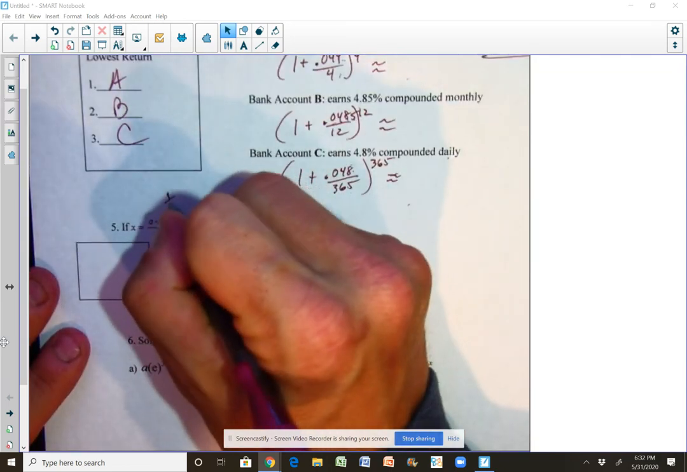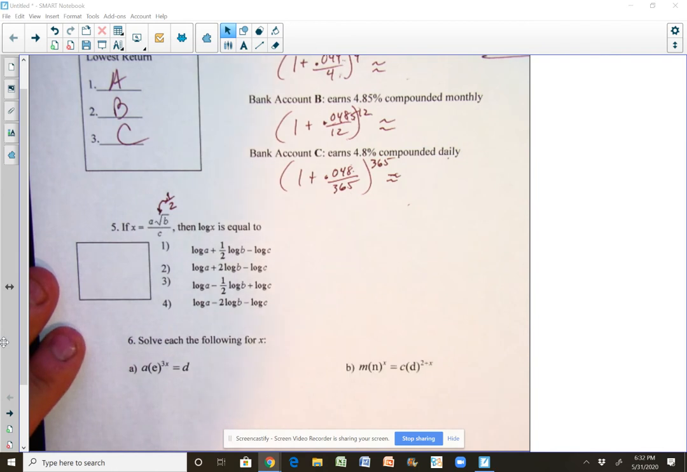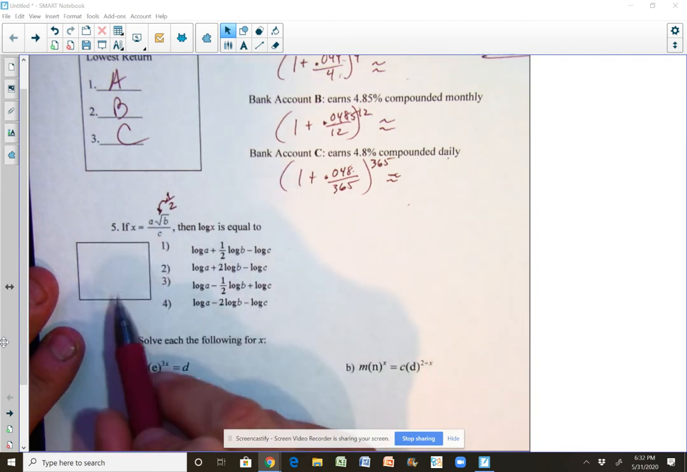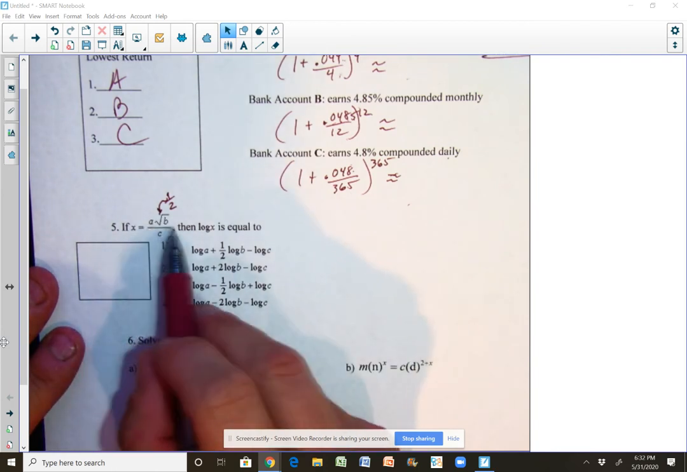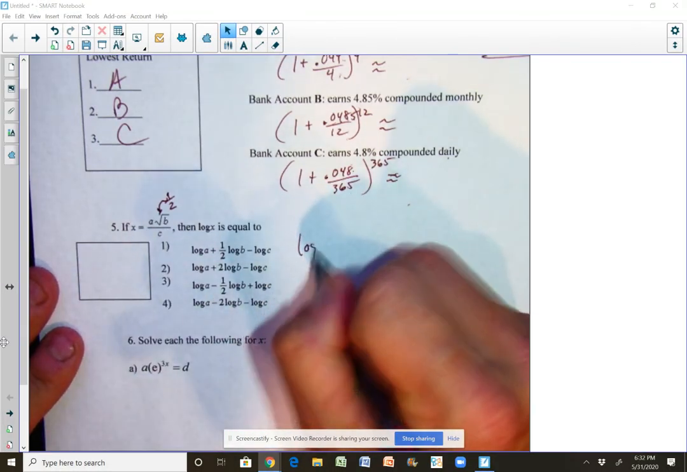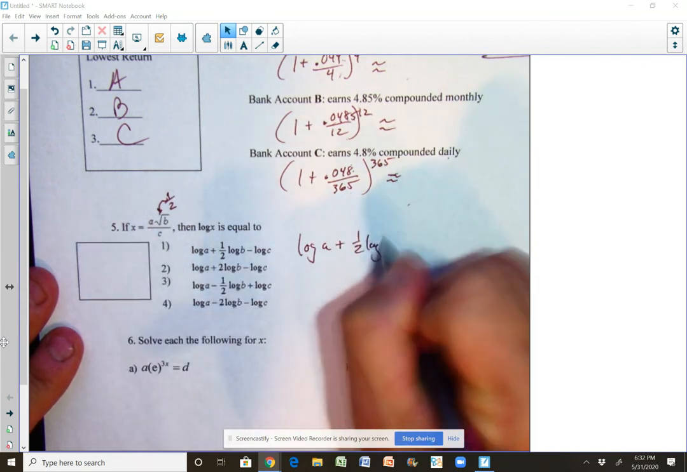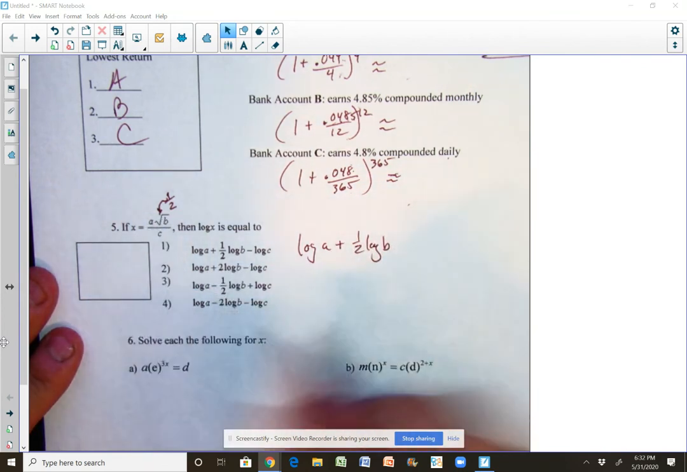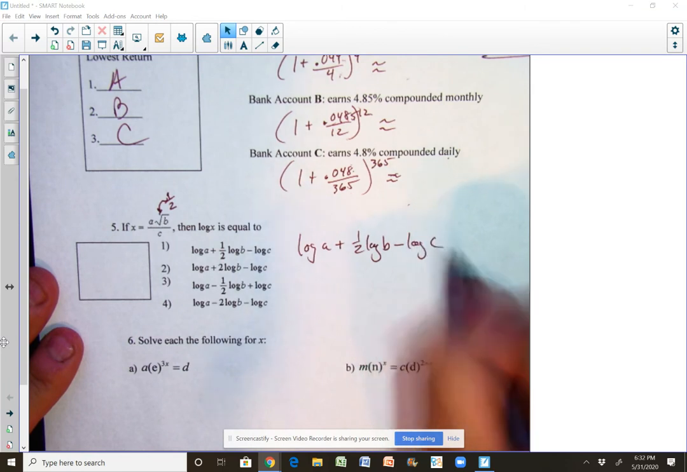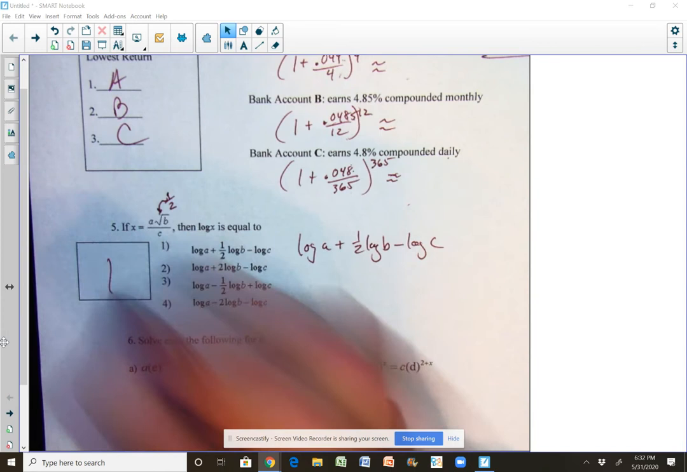Remember that square roots are like exponents of a half, so those are like coefficients of a half. Products turn into addition, and fractions or division is a subtraction. So this is going to be the log of A, takes care of that one, plus 1/2 log B, that takes care of that one, and then minus the log of C. So when we get to all that, that happens to be choice 1.